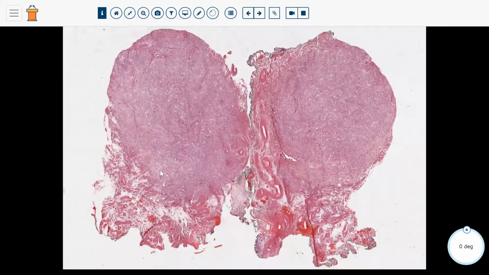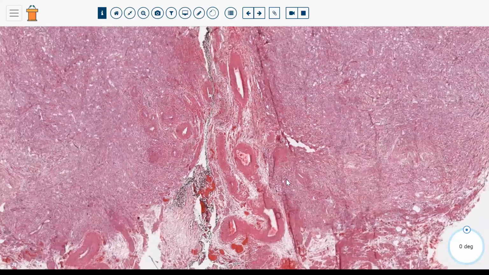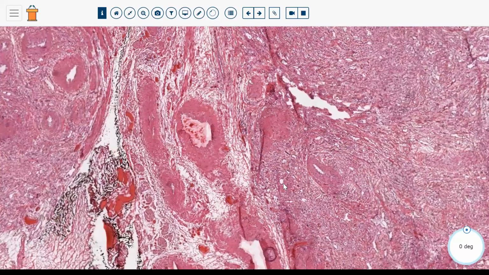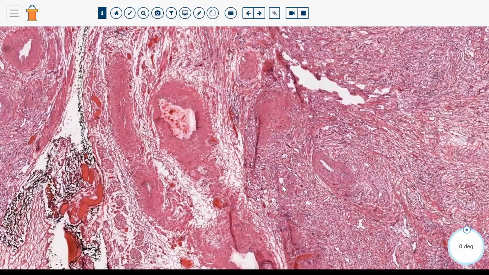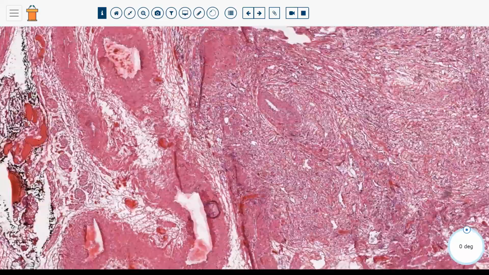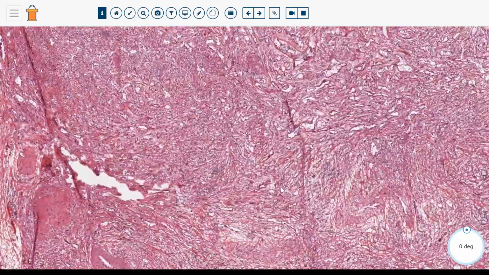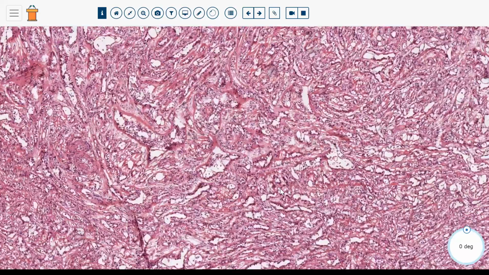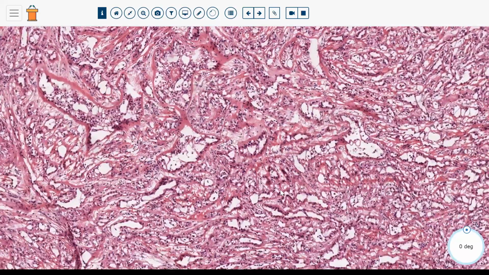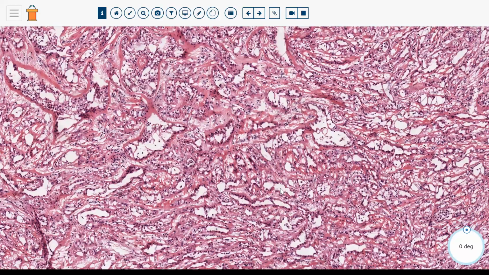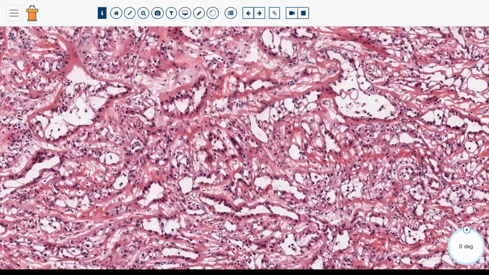Okay, so for the next case, this is a paratesticular mass, and I suspect that this sample was used for frozen section because it has a little bit, I think, of frozen section artifact on it. But if you know that, this is probably one of the more common issues that you'll receive for testicular or especially paratesticular frozen section diagnosis in the testis.